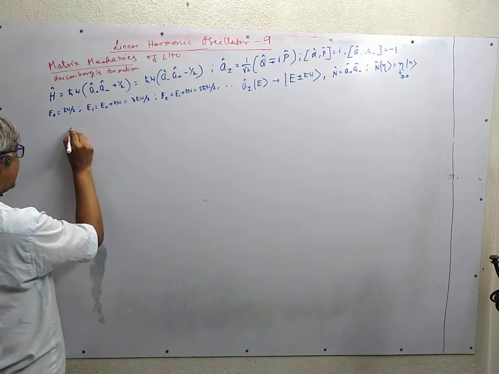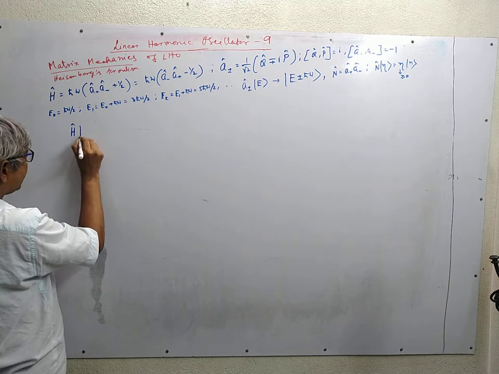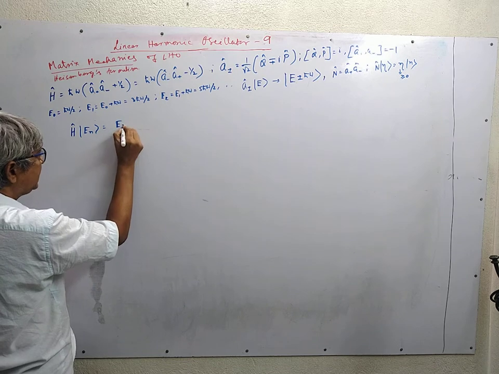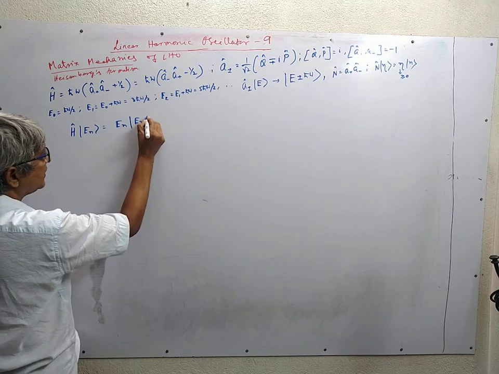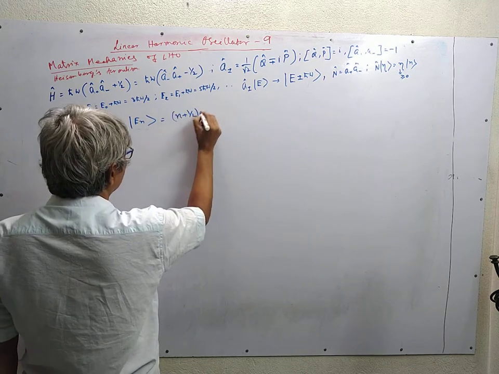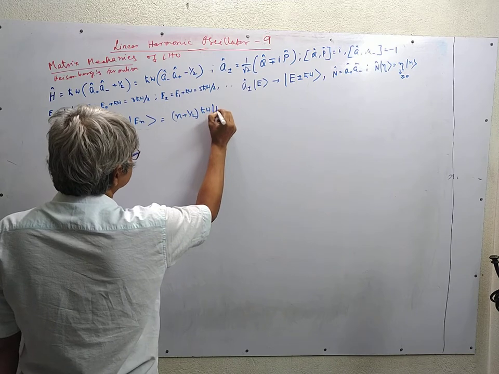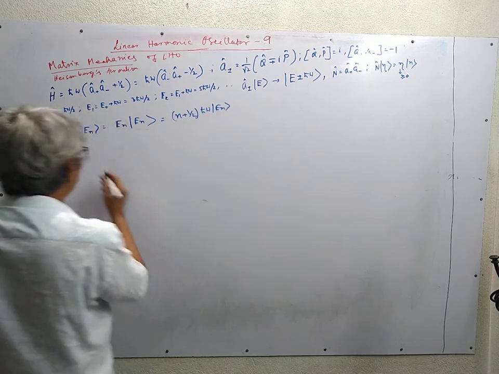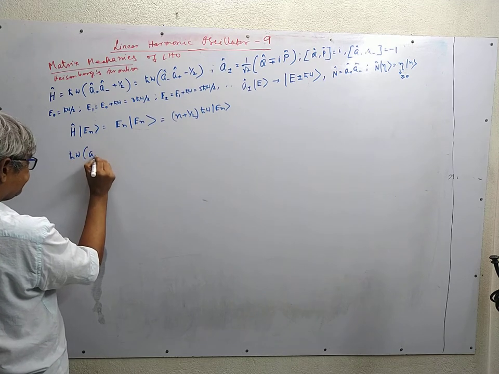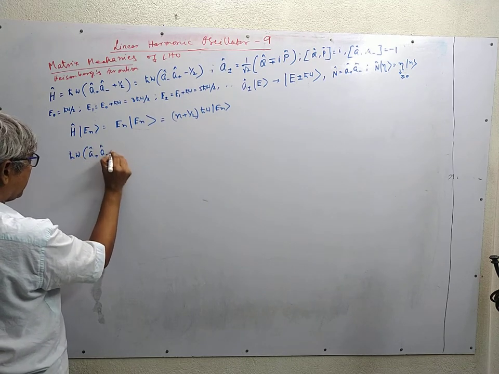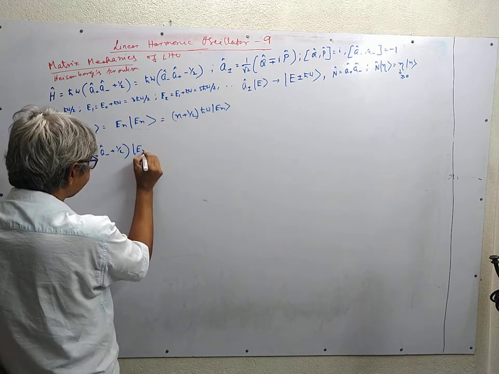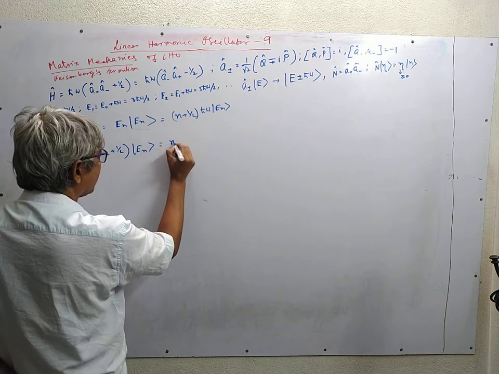So in fact we can write that H operating on En is equal to En, where En is equal to (n plus half) h cross omega. Now we write the Hamiltonian as h cross omega (A plus A minus plus half). This Hamiltonian operating on En gives you (n plus half) h cross omega En.